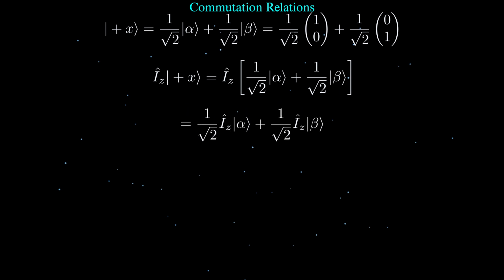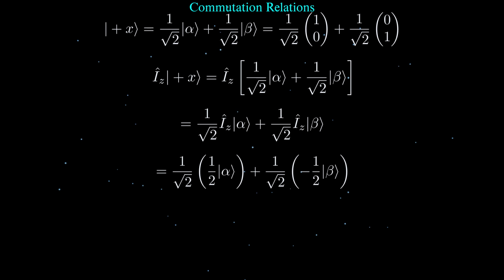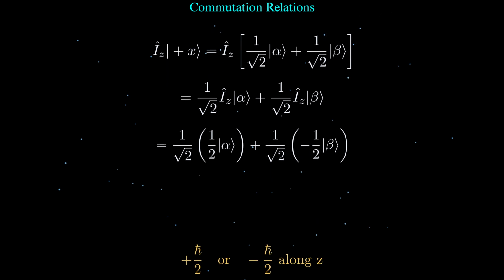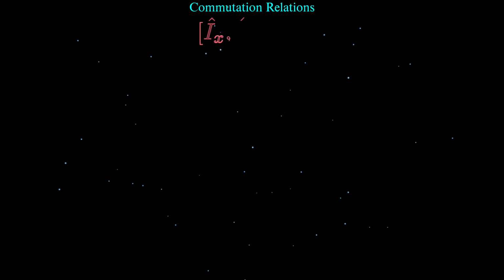And we know that when we apply Iz to its eigenstates, alpha will give us a 1/2 and beta will give us a negative 1/2. And this means that we can either get a plus h bar over 2 or a negative h bar over 2 along z. This means measuring x changed what we can later say about z. The measurements interfere with each other because the operators do not commute. That's the physical meaning of saying that the commutator of Ix and Iz does not equal 0.